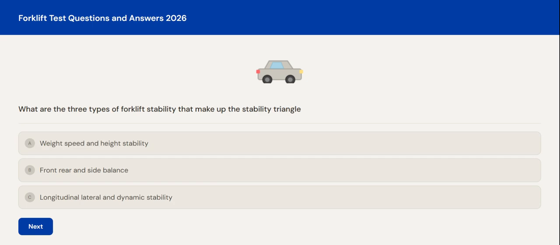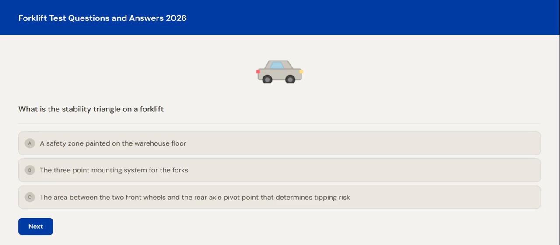Next point. What are the 3 types of forklift stability that make up the stability triangle? Longitudinal, lateral, and dynamic stability. Understanding all 3 types of stability is essential. A forklift can tip in any direction, front to back, side to side, or while in motion.